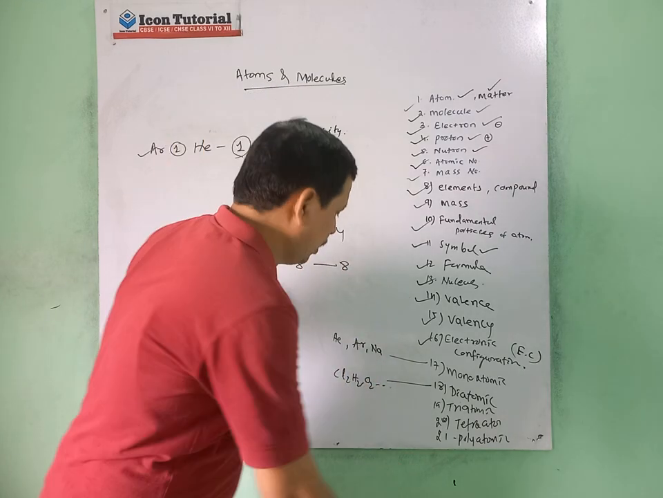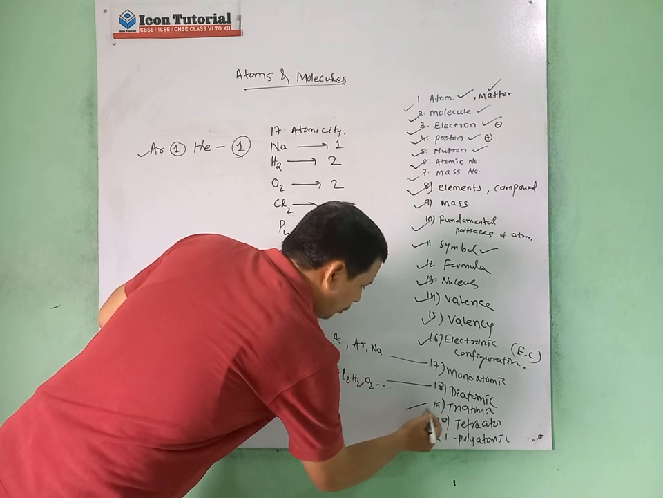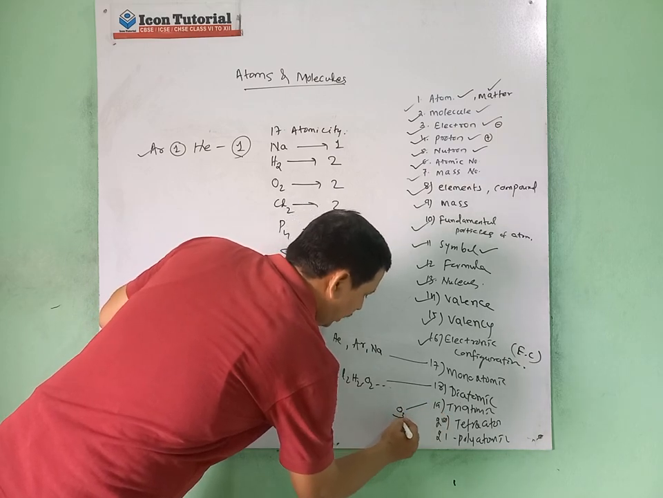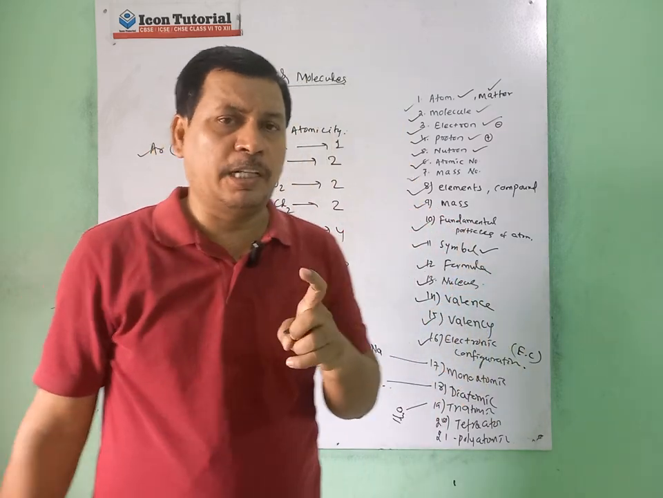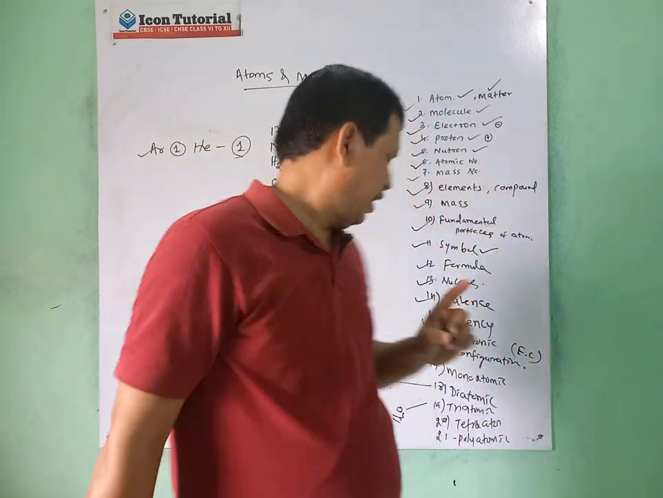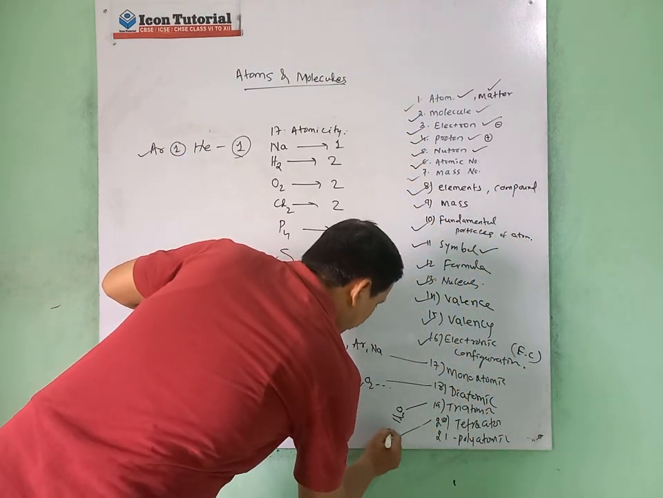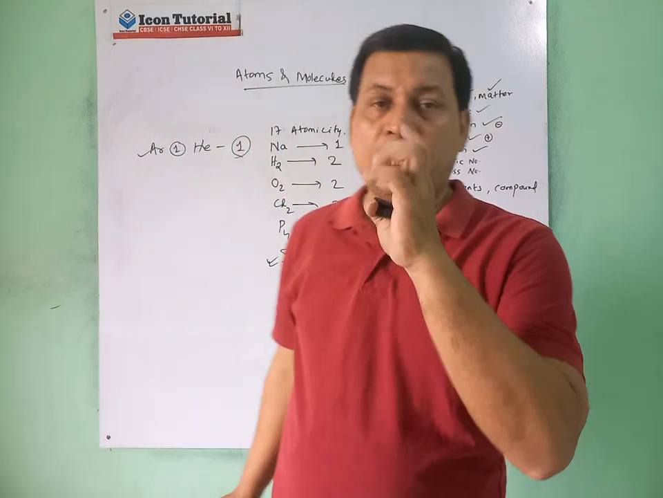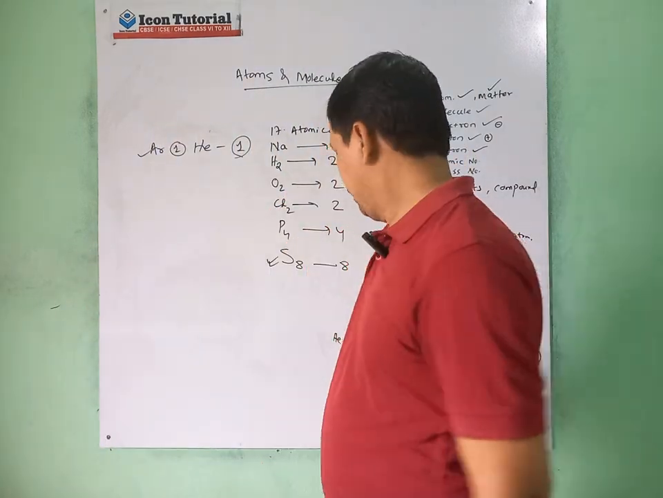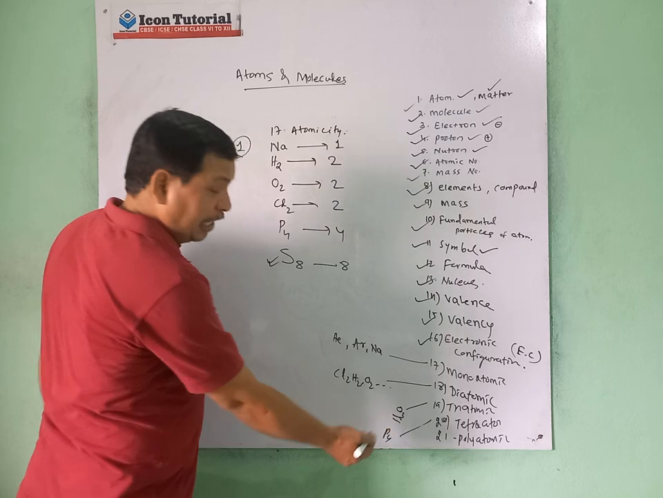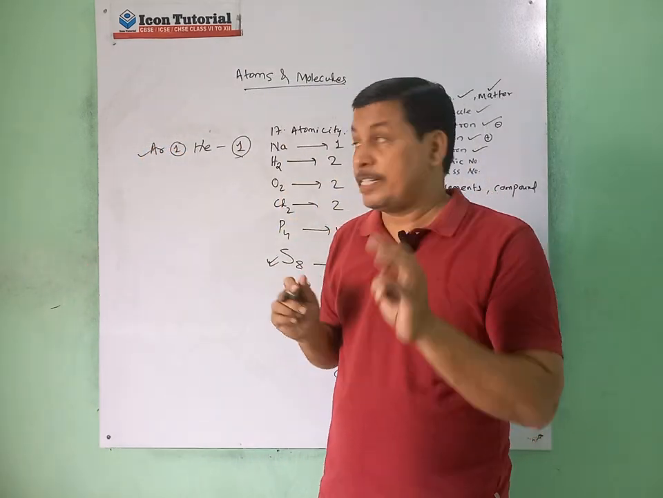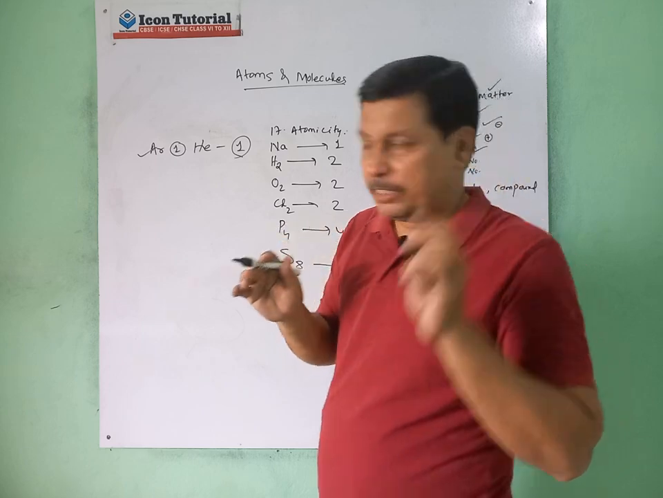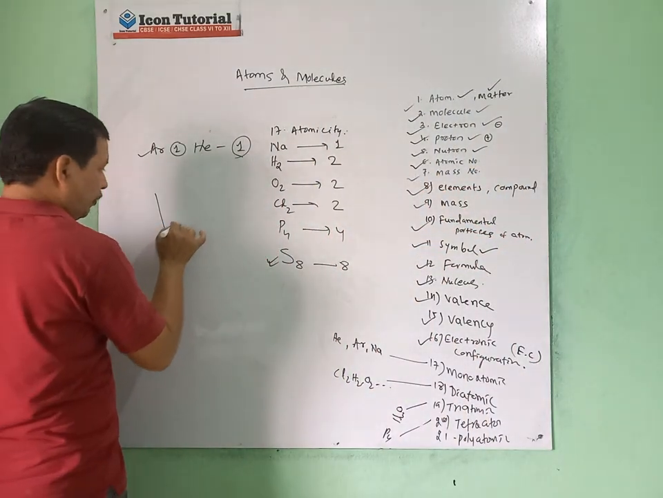Then triatomic, here the triatomic molecule is ozone, O3. One molecule of ozone means O3. Then tetra, that is P4: phosphorus needs 4 atoms. Next, polyatomic, as sulfur S8. Its structure looks just like a crown, right? This is sulfur.